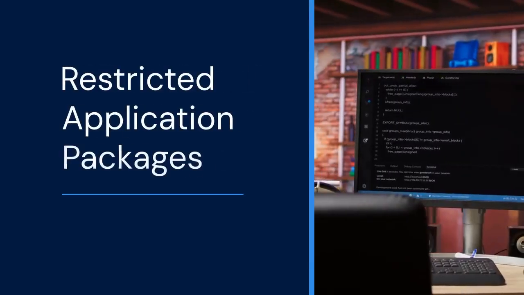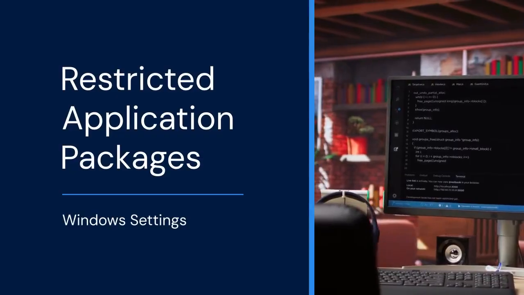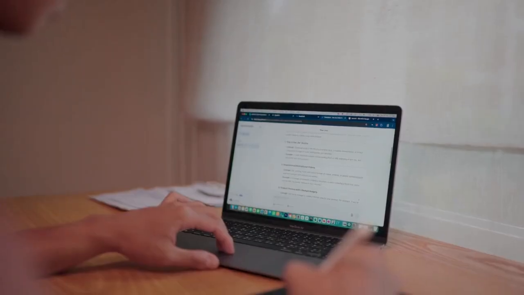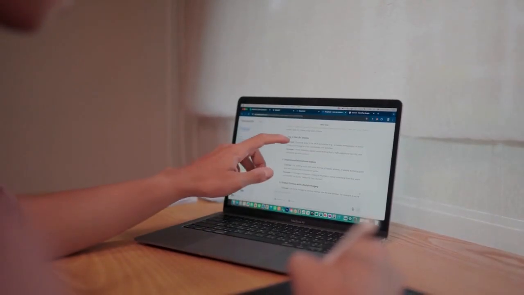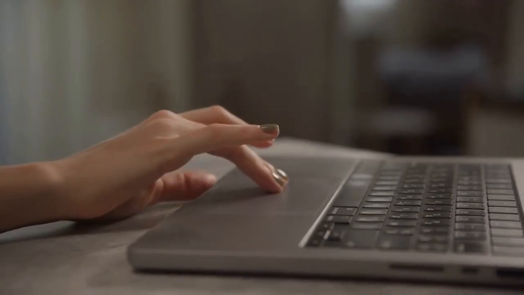Hello everyone. Today, we're diving into a somewhat hidden area of Windows, restricted application packages. These are pre-installed apps, often from Microsoft, that have limited permissions by default. We'll explore how to understand what permissions they have and, if needed, how to grant them extra access.